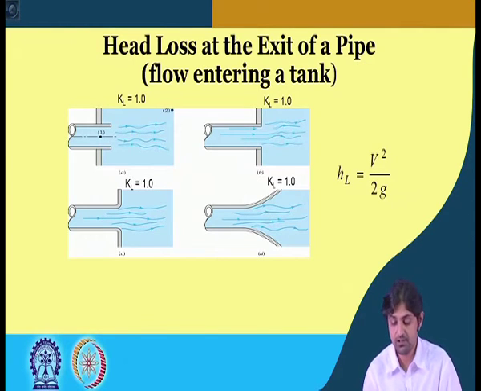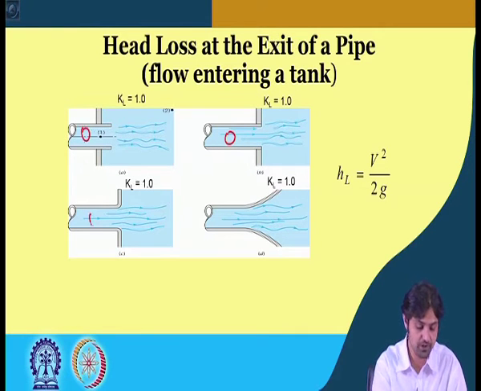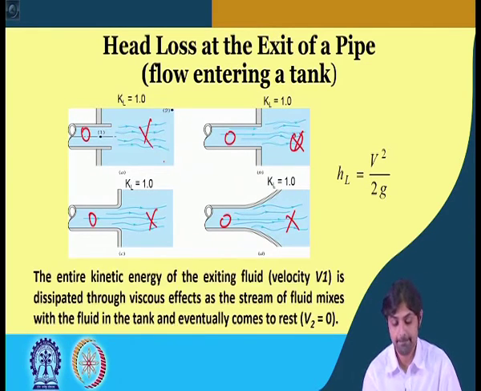And head loss is simply V square by 2g, where V is calculated at these points. Okay, don't try to calculate V here, because it will come to be 0 in the reservoir. The kinetic energy of the exiting fluid, that is velocity V1, is dissipated through viscous effect as the stream of fluid mixes with the fluid in the tank and eventually comes to rest. This is what exactly I have told you.